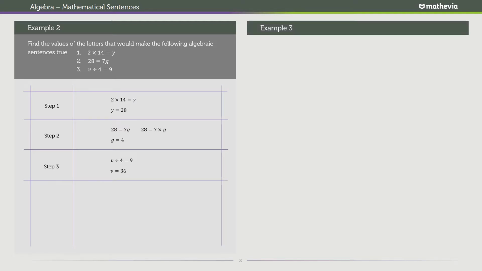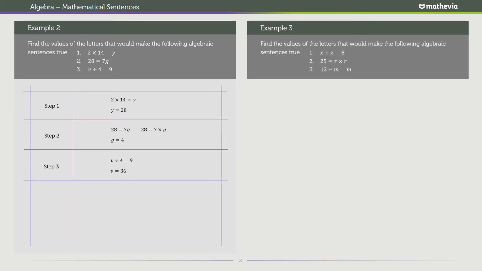Now, another example. Example 3. In example 3, we have find the values of the letters that will make the following algebraic sentences true. We have x plus x equals 8, and 25 equals r times r. Basically, we have two letters in this case. Still pretty much the same principle. We have that x plus x equals 8.